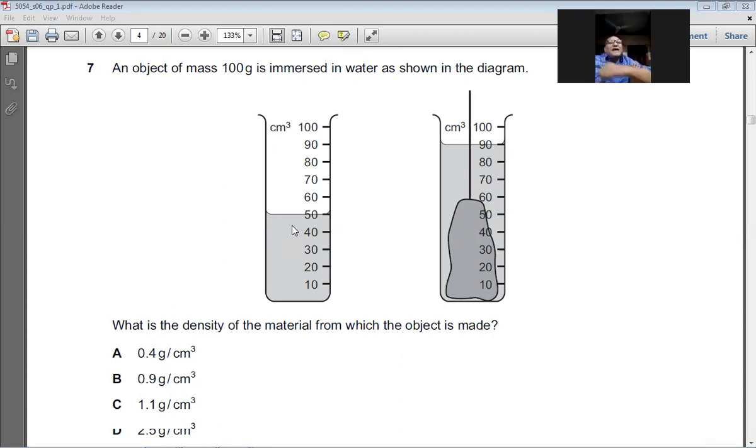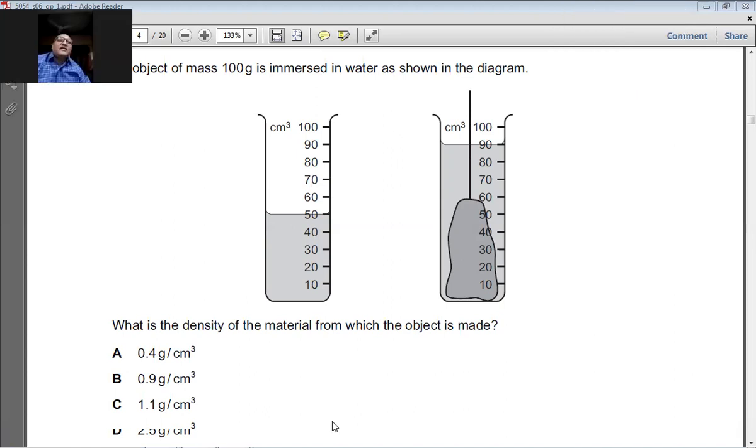I know the mass of this object, that is 100 gram. I know the volume of this object, that is 40 centimeter cube. So very easily I can find the density of this object. You know, the density formula is mass divided by volume. Let me show you my work. I have also done this on a paper.